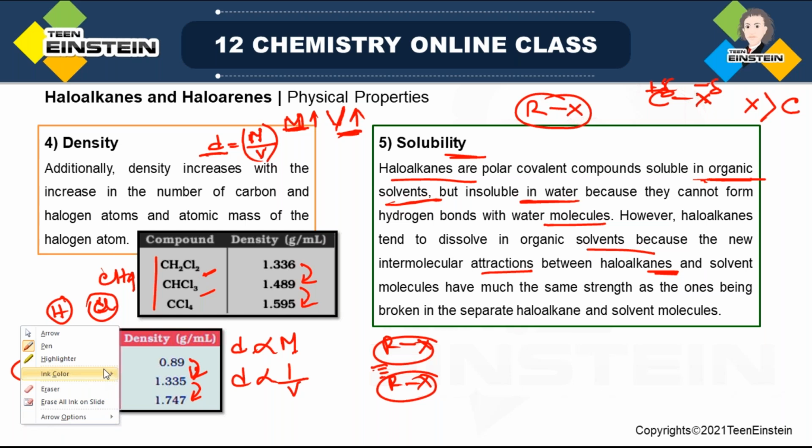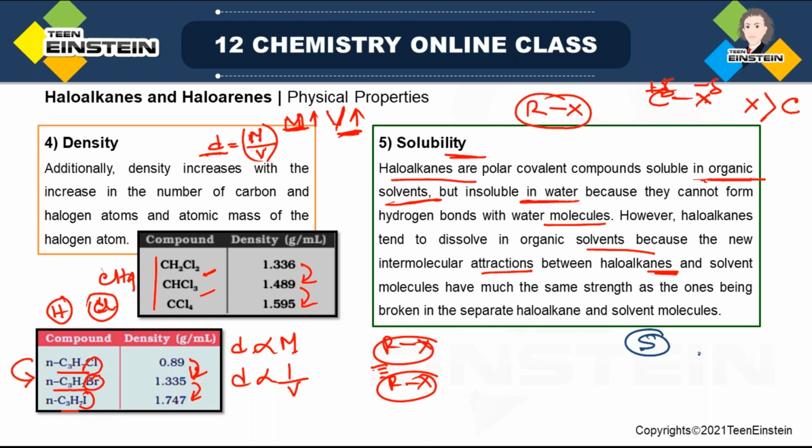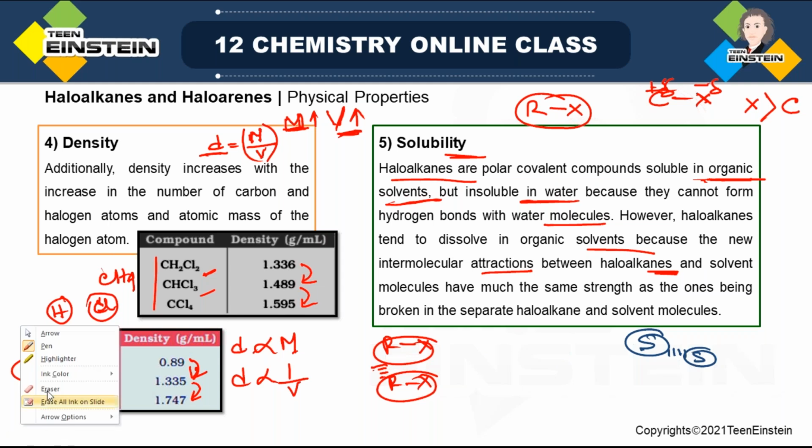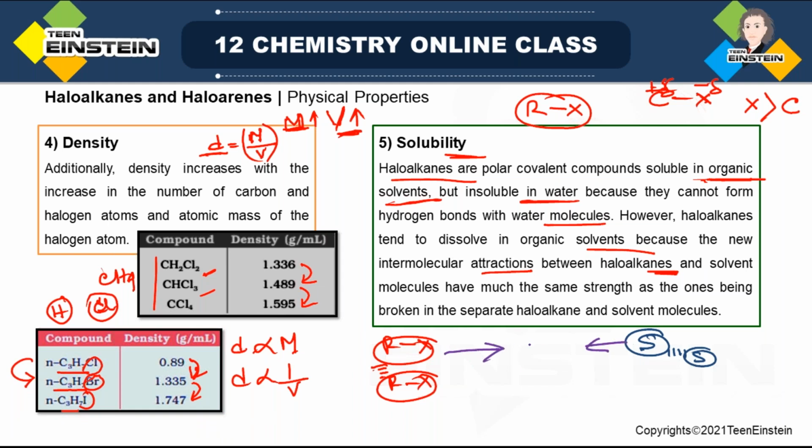Similarly, when you have any solvent molecule, suppose I am writing it as S, between two solvent molecules there is also some interaction. But when you are mixing these two, now there will be a new kind of interaction, which is the interaction between RX and the S molecule, that is the solvent molecule. Now the old interactions, that is this one and this one, and the newly generated interaction, this is newly generated.